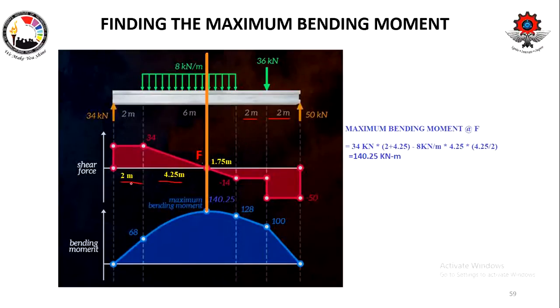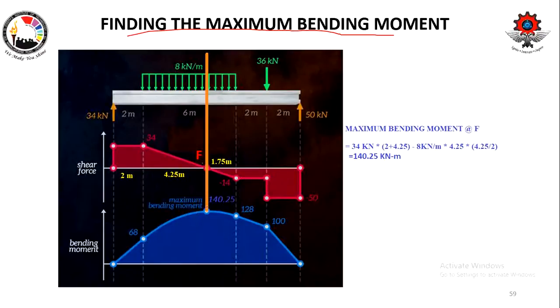It is going to be 6.25 from the left support or 5.75 from the right support. Hope it is clear. Now we are supposed to find the maximum bending moment.